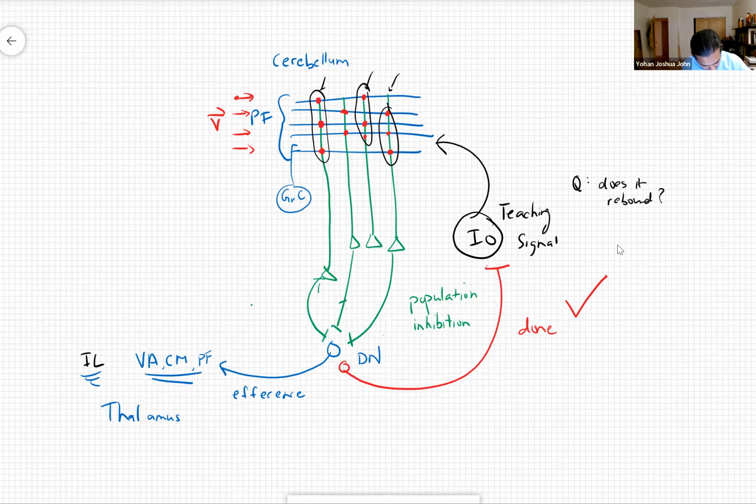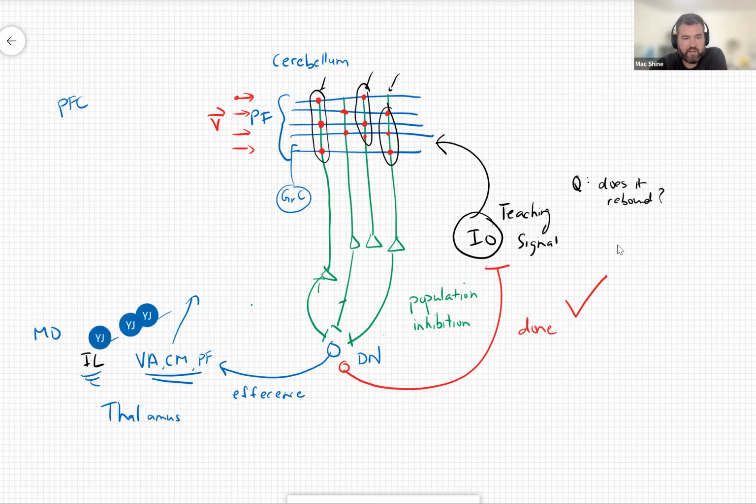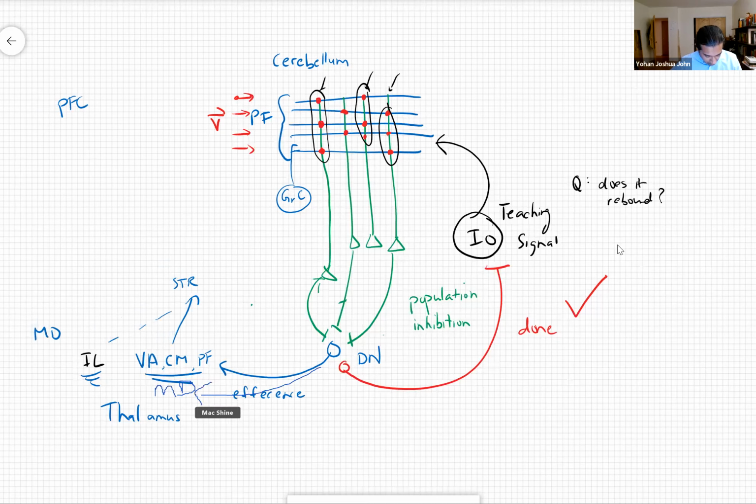I guess it depends what you're seeing. Yeah. Because MD is what projects to most of the prefrontal areas. So these go to striatum, you're saying? That's the story. Yeah. But MD is in this category here for primates and humans. It receives deep cerebellar nuclear output.